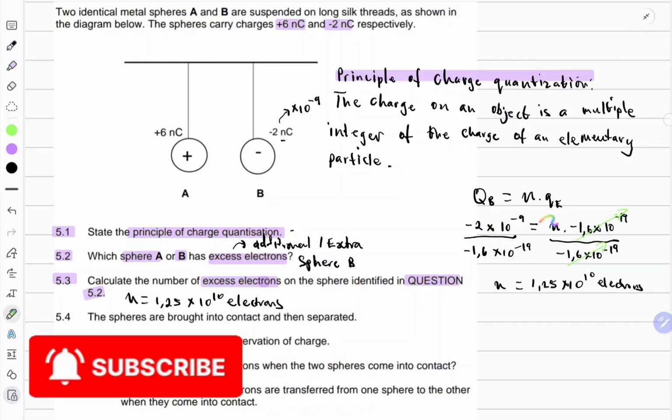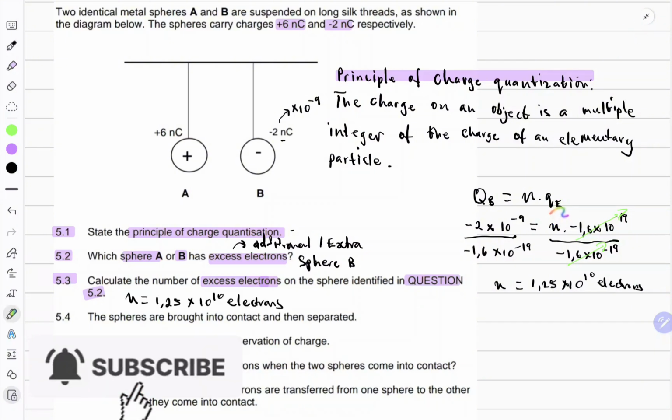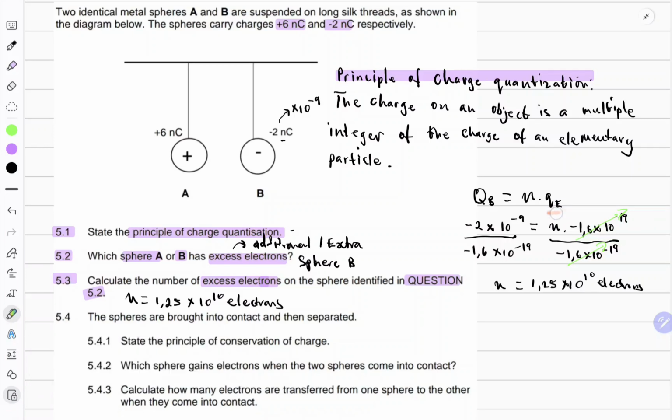Guys, just a disclaimer, in the principle of charge quantization formula, we use the charge of the elementary particle of interest, which is the electron, hence the E, because the only particles that are moving between the spheres are the electrons. So that's why I've used an E here, and that's why there's a negative here to indicate that we are working with an electron. Remember, an electron has a negative charge.